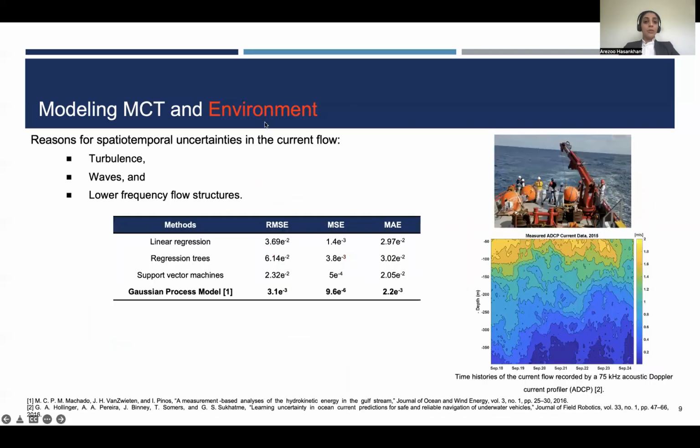Okay, then we want to model the oceanic environment. We know we have some spatio-temporal uncertainties in the current flow due to turbulence, waves, and lower frequency flow structures. So we use real recorded data, which are gathered by an acoustic Doppler current profiler, or ADCP, from the Gulf Stream. Then we pick several methods and compare the results together. We see that the Gaussian process model shows the best performance.